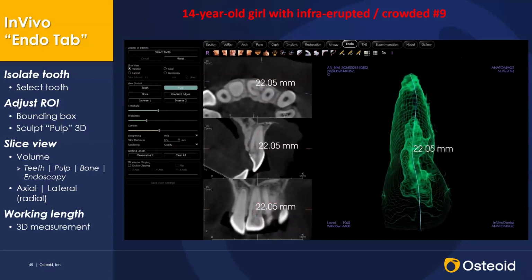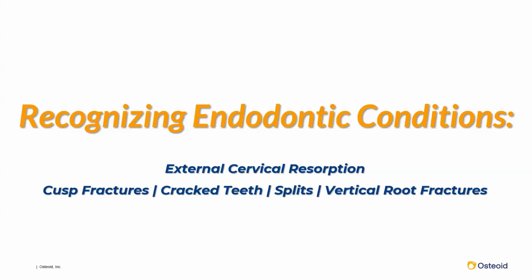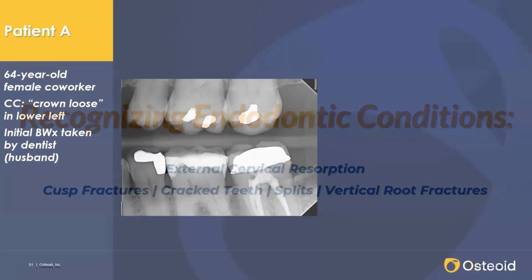And we have found that incredibly useful for preliminary diagnosis of length of teeth, and also in surgery for apicoectomies. So that's the endo tab, the utilization of the endo tab. So let's have a look at it with respect to recognizing particular types of situations in endodontics. We'll look at external cervical resorption, and then we'll look at fractures, splits, vertical root fractures, and cracked teeth.